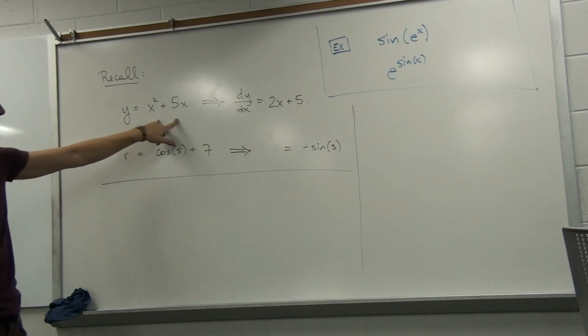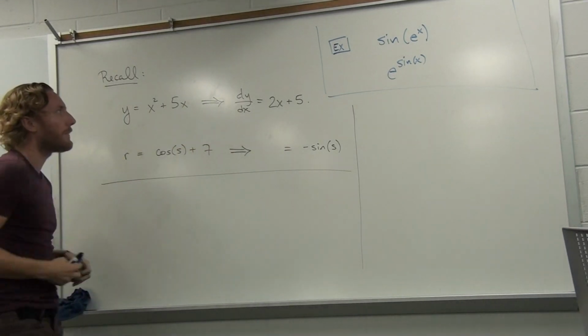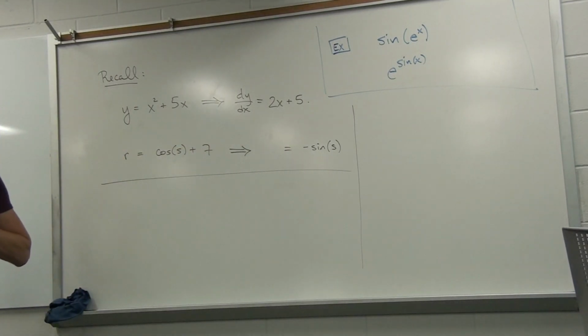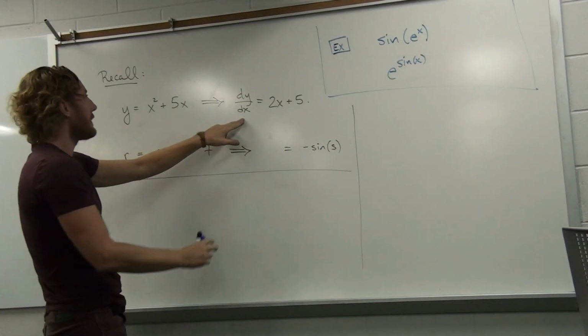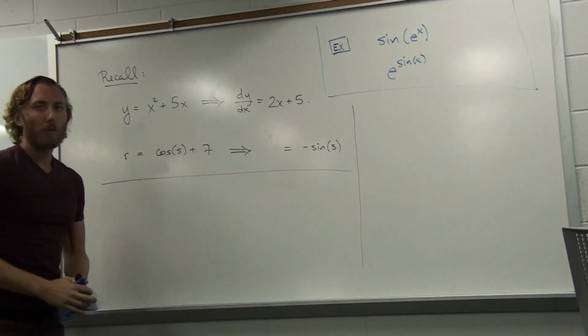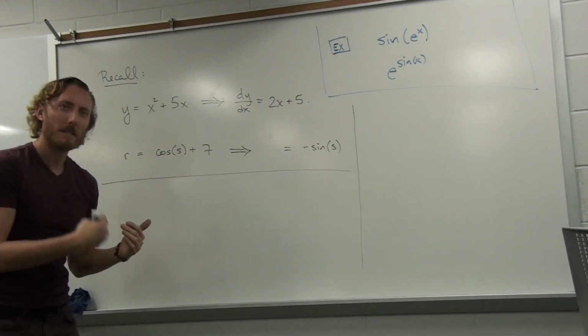If y equals x squared plus 5x, then one way to communicate that we're referring to the derivative is the notation dy over dx. So y equals x squared plus 5x, then the derivative is 2x plus 5. And in particular, the way that we've expressed the derivative here is dy over dx.